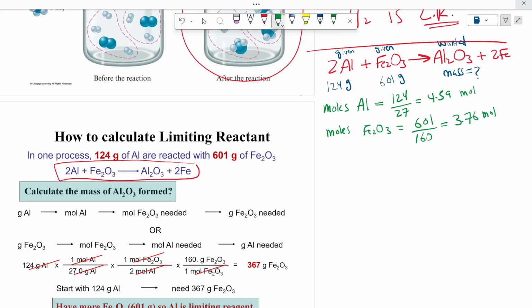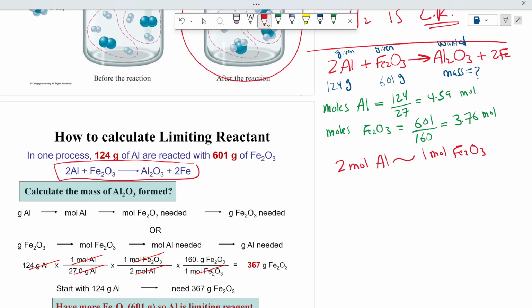3.76 mole. Next step, write the mole ratio between the two reactants. Here we have 2 moles of Al to 1 mole of Fe2O3. Now select any one of them. Any one of them will give you the same conclusion. If you select Al, then you have to substitute 4.59 in the left side. If you select Fe2O3 in the ratio, then you should substitute 3.76 in the right side.